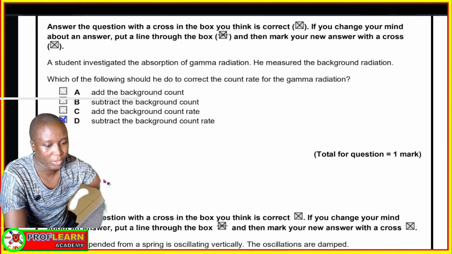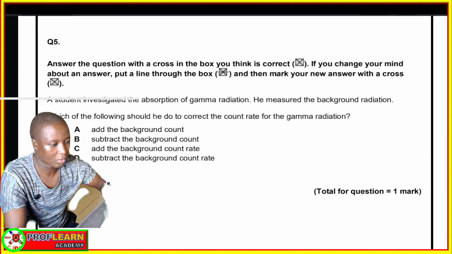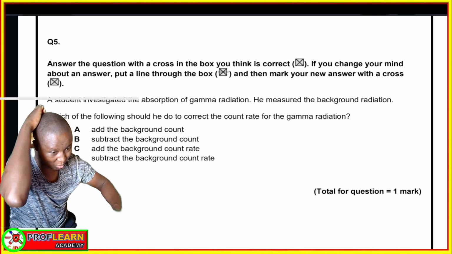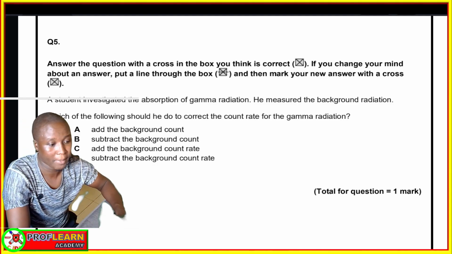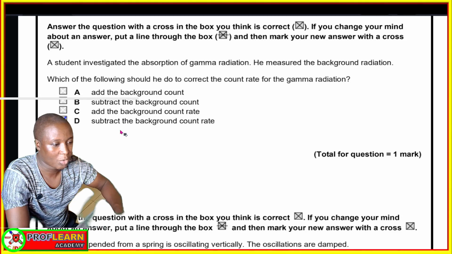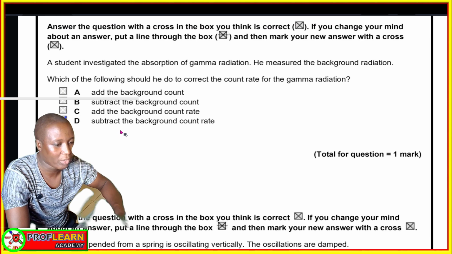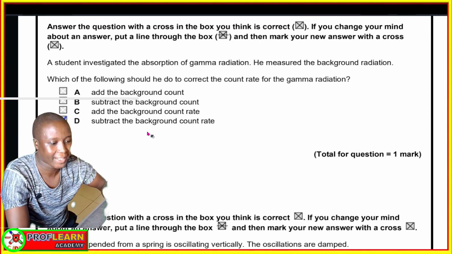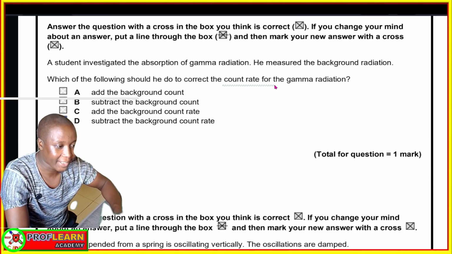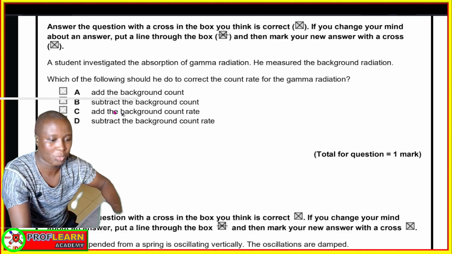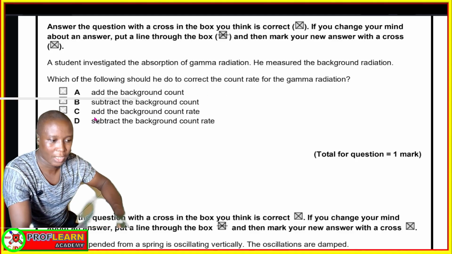And moving to question 5, we are told that the student investigates absorption of gamma radiation, and he measured the background radiation. Which of the following should he do to correct the count rate? In order to correct the count rate, he has to subtract the background rate, not the background count, because we are correcting a count rate, so you have to subtract the background count rate.